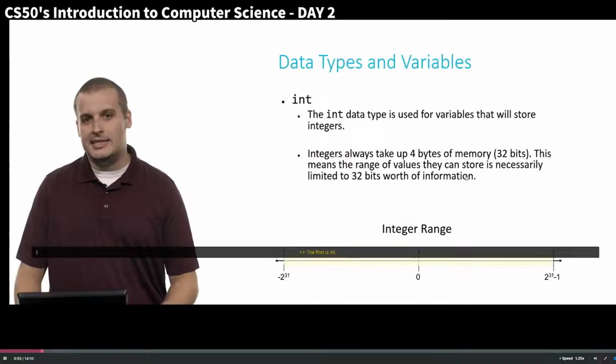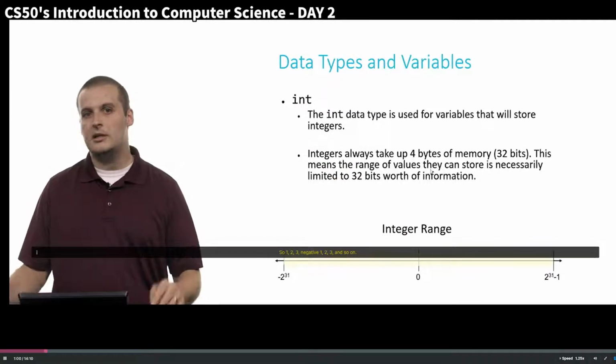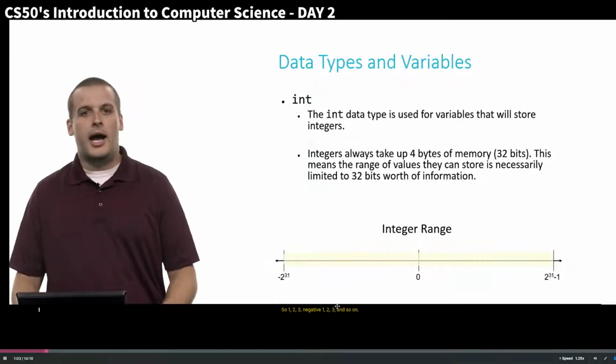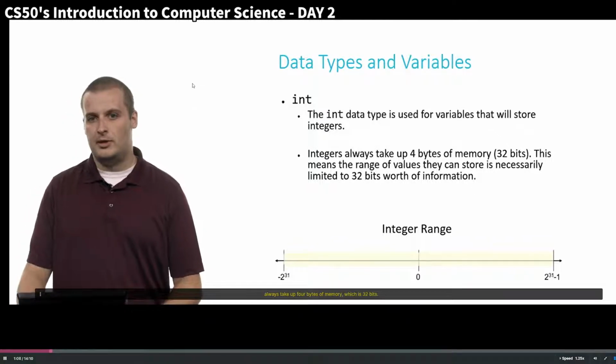The first is int. The int data type is used for variables that will store integer values, so 1, 2, 3, negative 1, 2, 3, and so on. Integers, which is something you should keep in mind for the quiz, always take up 4 bytes of memory, which is 32 bits.